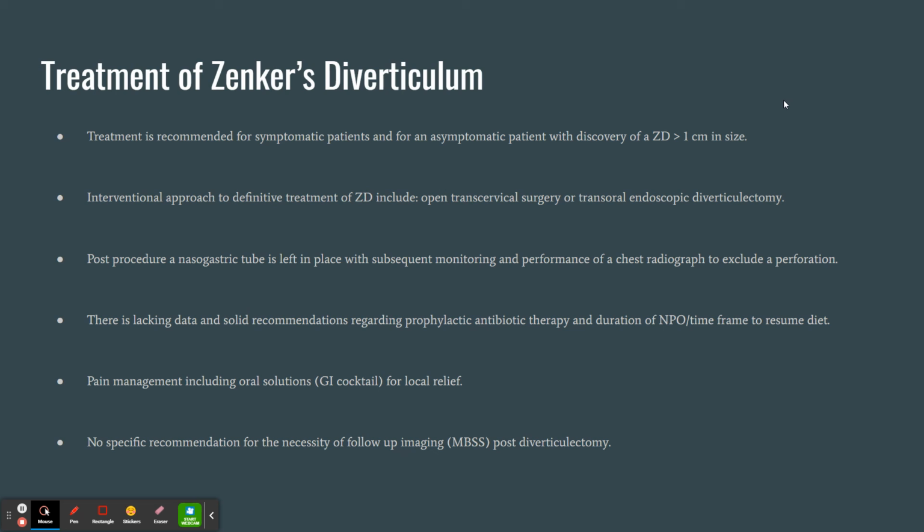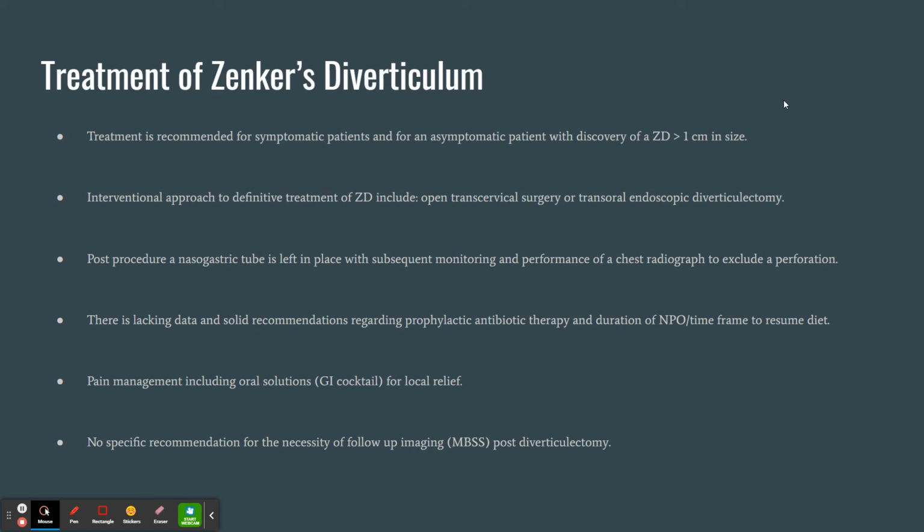And so given that inconsistency, I wanted to look to see what up-to-date recommendations were. And overall, there appears to be a lack of data and consensus on a solid recommendation regarding how many doses and what type of prophylactic antibiotic therapy is recommended for these patients. Similarly, for the duration of time that they must remain NPO or restricted to a liquid diet. In general, these patients are at least kept to a liquid consistency diet throughout hospital stay and advanced sometime thereafter.